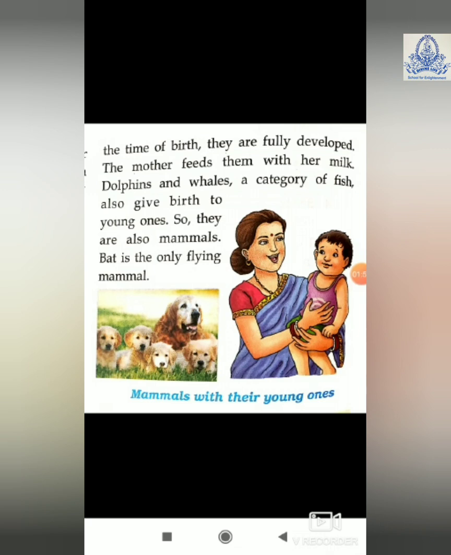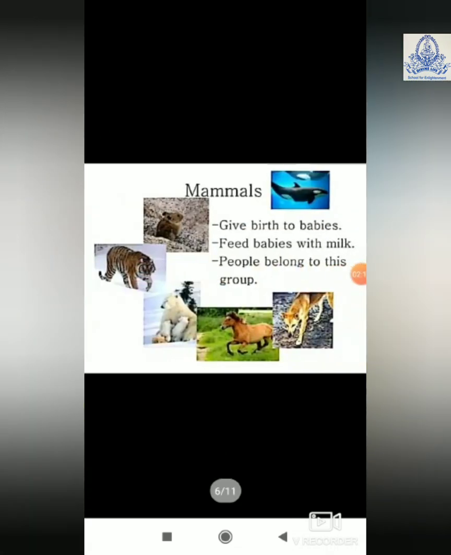Bat is the only flying mammal among the aerial animals. We have done it earlier. Aerial animals are those animals that spend most of their time in air. Among them, bat is also an aerial animal. Most of the aerial animals lay eggs, but bat is the only mammal that gives birth to the young one. So it is a flying mammal.